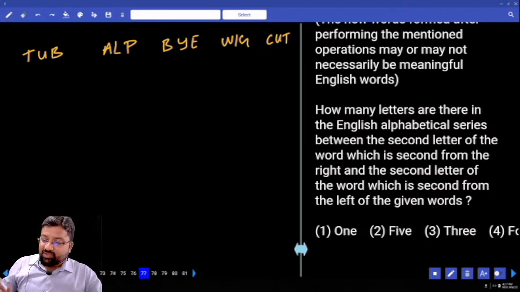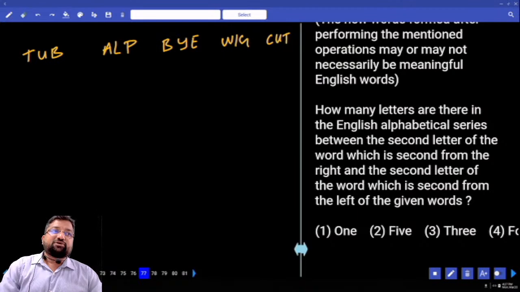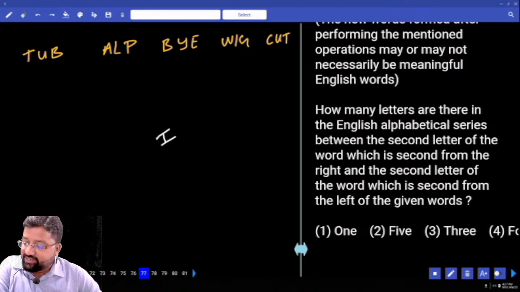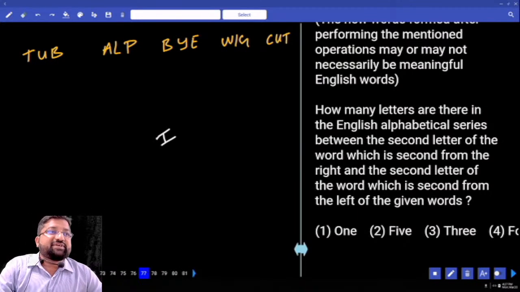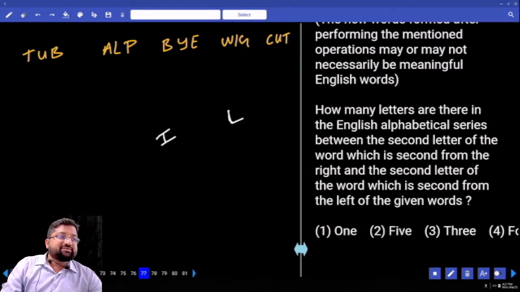How many letters are there in English alphabetical series between the second letter of the word which is second from right, and the second letter of the word which is second from left? What is the word second from right? W-I-G. Second letter I. Second from left is A-L-P. Second letter is L. Number of alphabets between I and L: J, K. How many? 2.